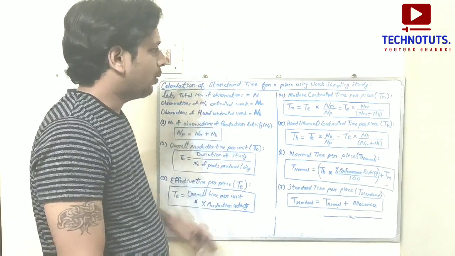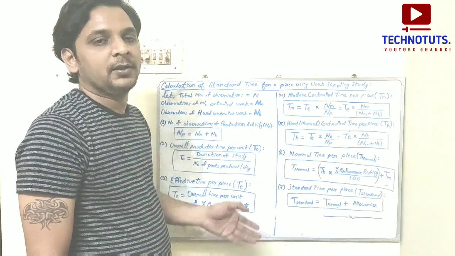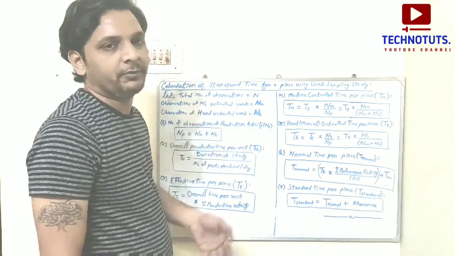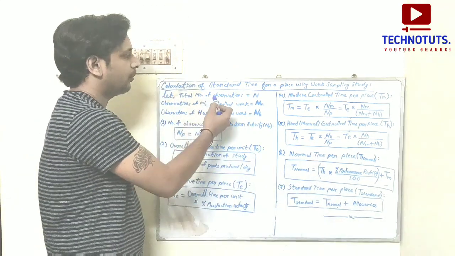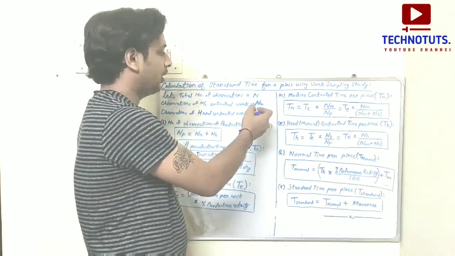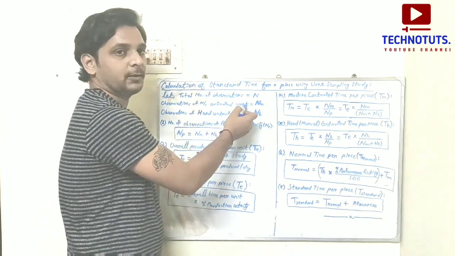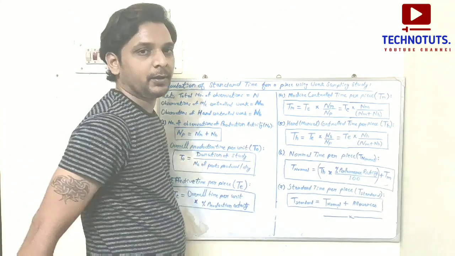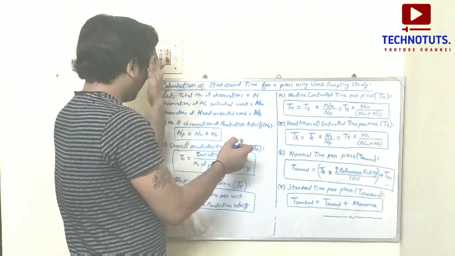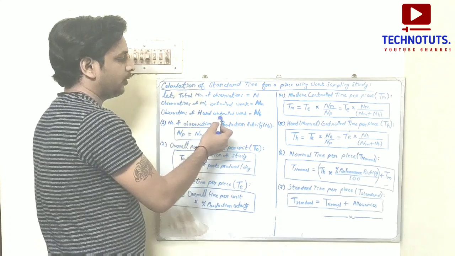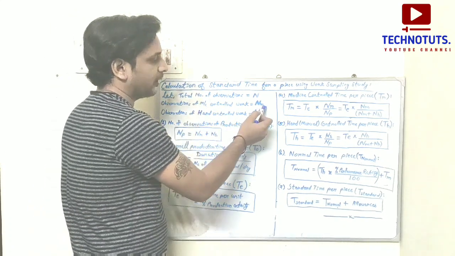Now, how can we calculate standard time for reverse sampling? This is briefly described in this video. Let us go through it. Let the total number of observations be n. The observations of machine control work be nm. Let observations of hand control work be nh. Hand control used, that is why h is here. Here machine control is used, that is why m suffix is here.